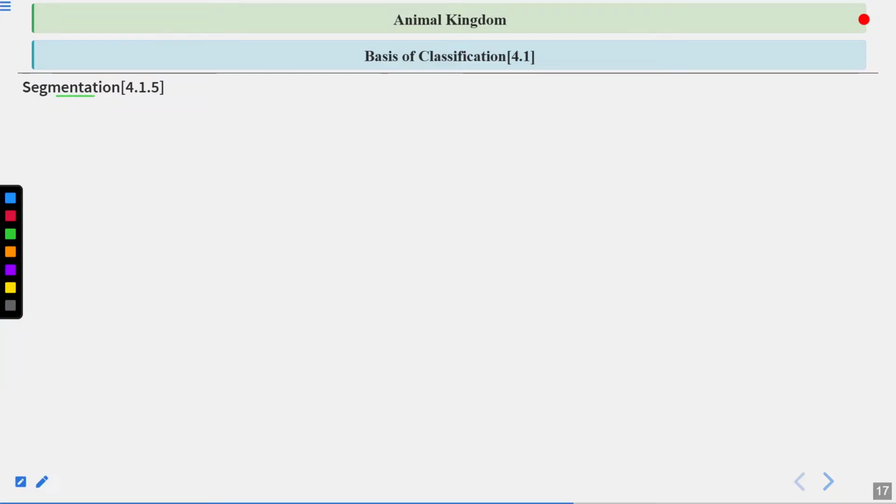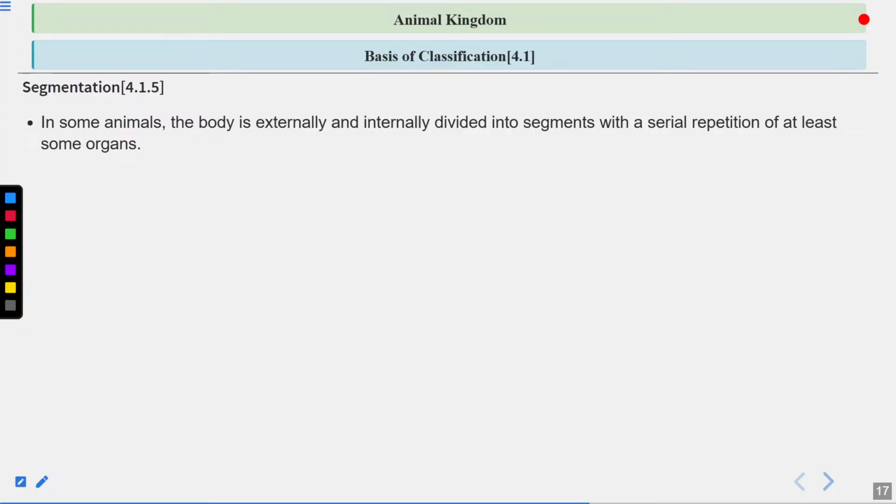Next is segmentation. In some animals, the body is externally and internally divided into segments. You see, there is a segmentation from the outer side. There is a demarcation of the segmentation, like you see in the case of arthropods and Annelida, earthworm being a very good example. The body is divided into small segments that you see from the outer side.